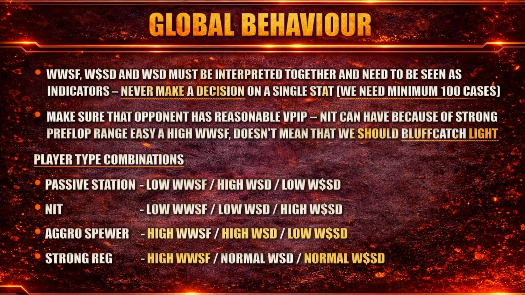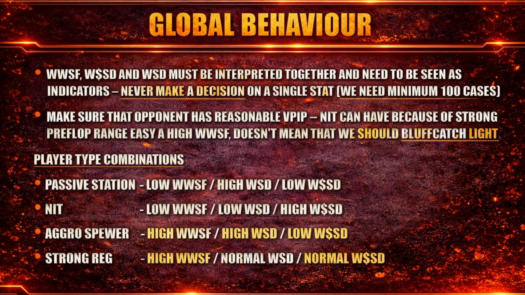The global stats, won money saw flop, won money at showdown and went to showdown must be interpreted together. Never make a decision on one stat. Also confirm reasonable VPIP. A nit can have a very high won money saw flop because his preflop range is so strong. Let's just assume a nit plays 5% VPIP, so he will have aces all the time or top range, so the likelihood that he will win the pot after the flop is very high just because the range is so strong. Patterns matter.